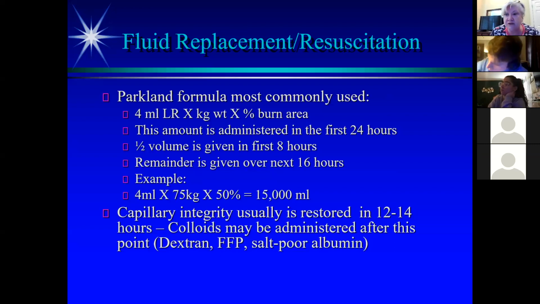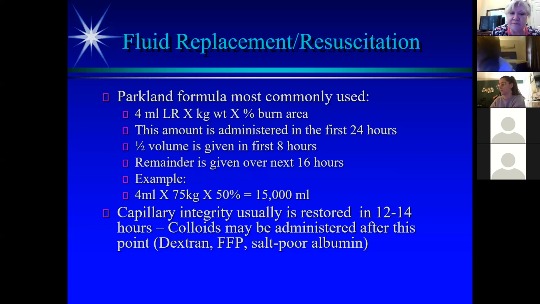15,000 mLs of lactated Ringer's. It's a huge number. Yes, because we must maintain their circulating blood volume. We will give half of that over the first 8 hours from the time of the burn. Okay, so half of 15,000 will be 7,500 mLs over the first 8 hours.